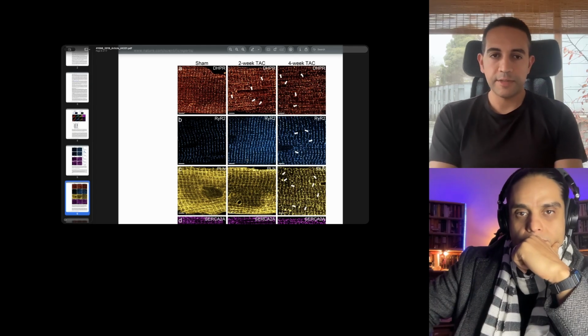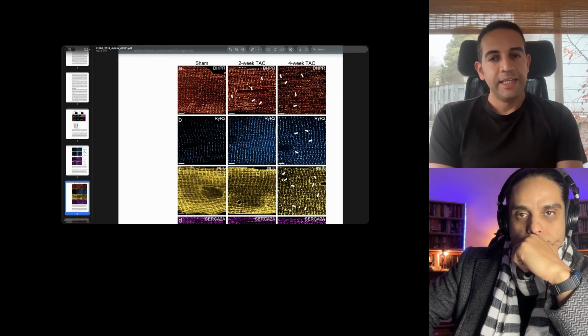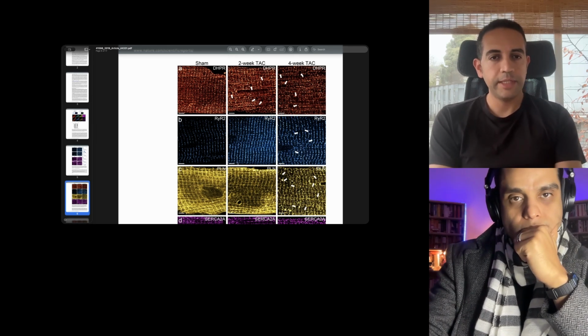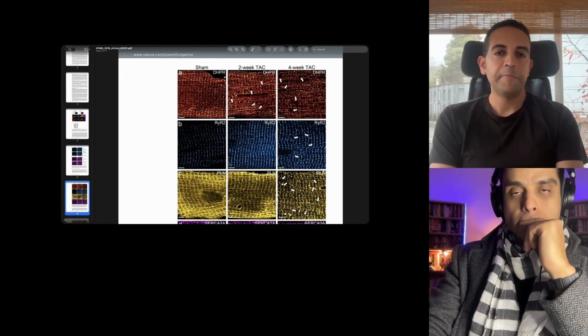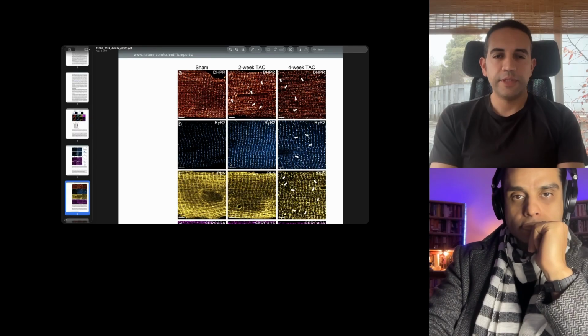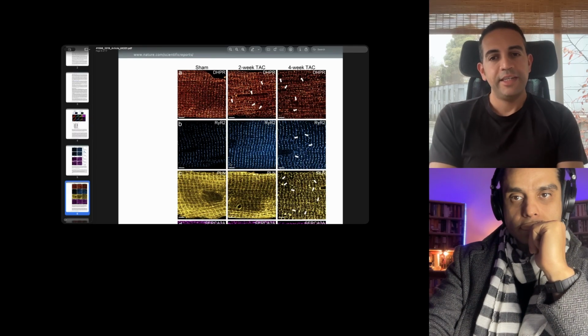Some immunofluorescence to the specific proteins, making sure that we have antibodies that are specific. And here, you have the sham, which is supposed to be control. You have 2-week TAC. I think transverse aortic constriction is TAC. And then you have 4 weeks. And the more diseased one is the one on the right.